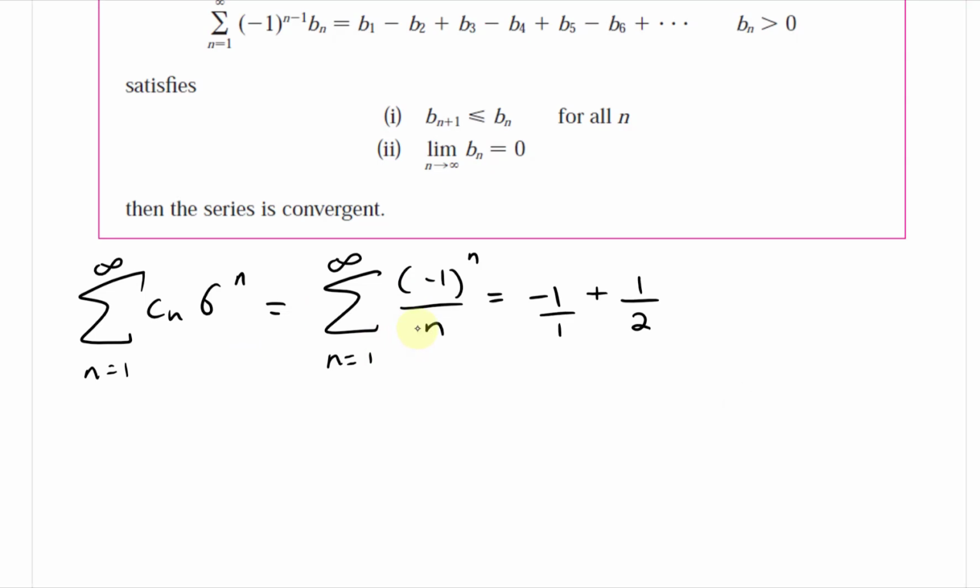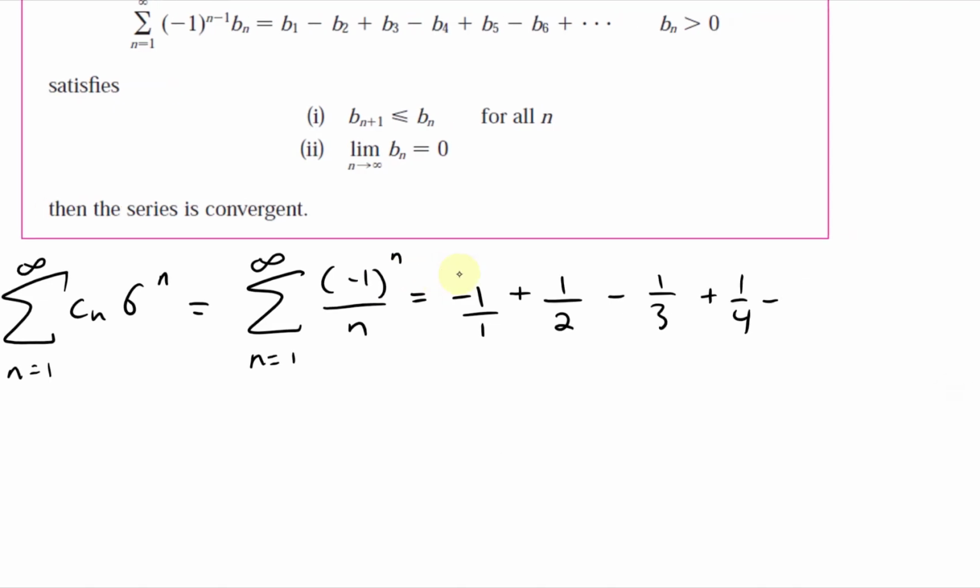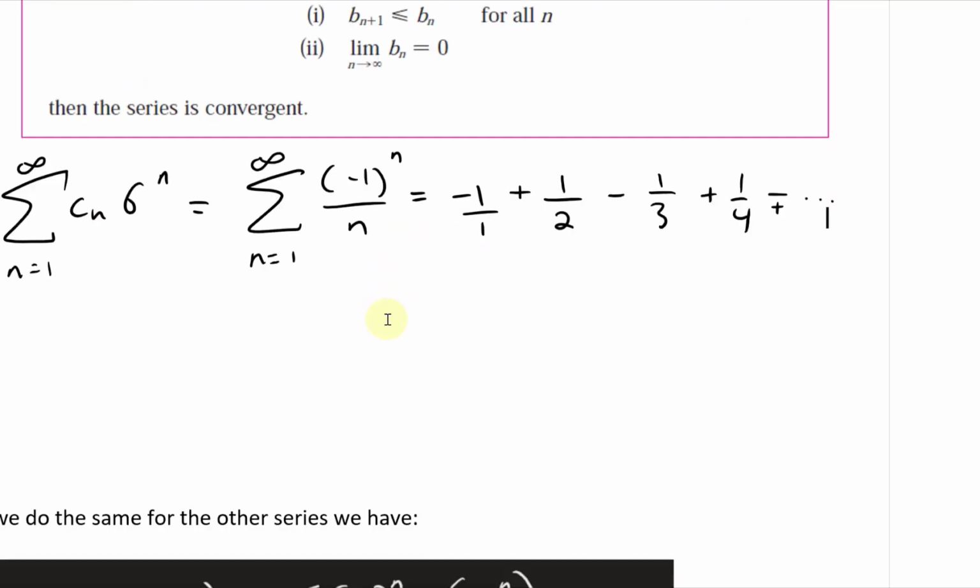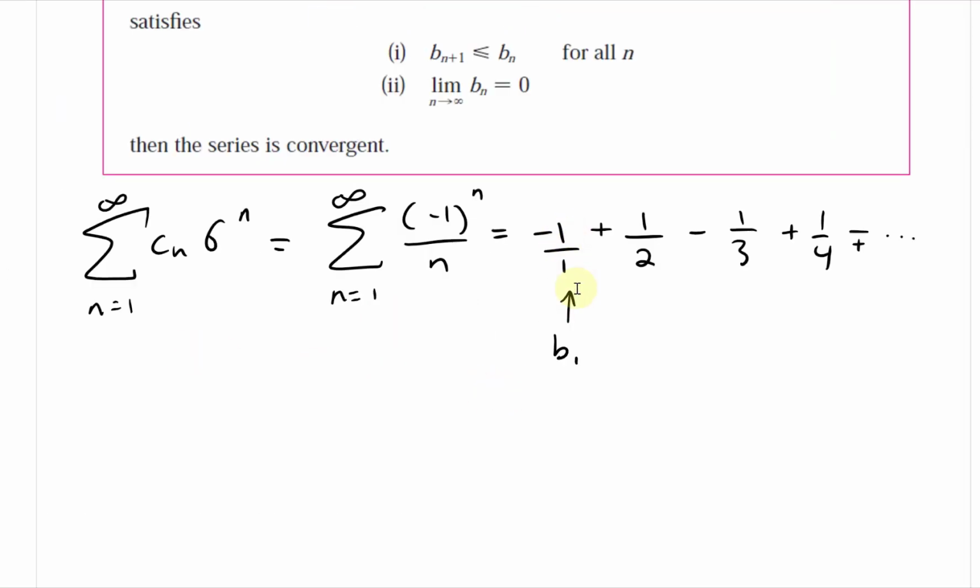So initially it's going to be 1 over 1, then minus 1 over 2, then plus 1 over 3, and so on. It's minus plus dot dot dot, so it's alternating. Our b1 just equals 1, there's our b2 and so on. And b2 is less than b1 because 1 divided by 2 is less than 1. Then 1 divided by 3, you're dividing by a bigger number, so that's going to be less than the other one. So this is our b3 less than b2, etc.